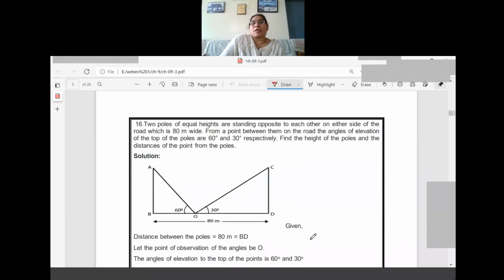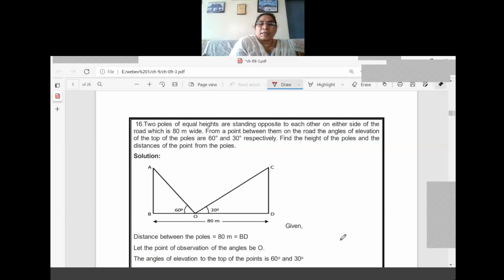Two poles of equal heights are standing opposite to each other on either side of the road, which is 80 meters wide. From a point between them on the road, the angles of elevation of the tops of the poles are 60 degrees and 30 degrees. Find the height of the poles and the distance of the point from the poles. So, two poles of equal height.